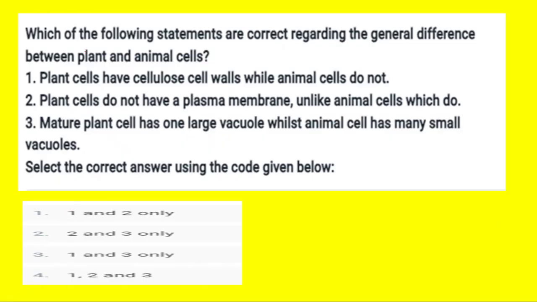Another will be the difference between a plant and animal cell. We know the plant cell has a cell wall, while the animal cell does not. Okay, that is right. Plant cell does not have a plasma membrane, unlike animal cell which has. No, this is wrong. A mature plant has one large vacuole, whilst the animal cell has small vacuoles. So the answer is 1 and 3.